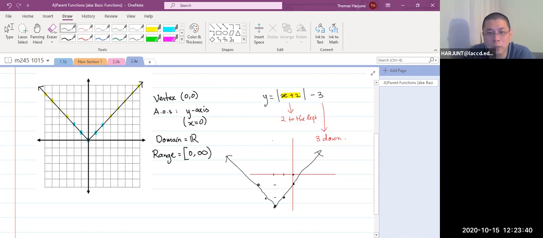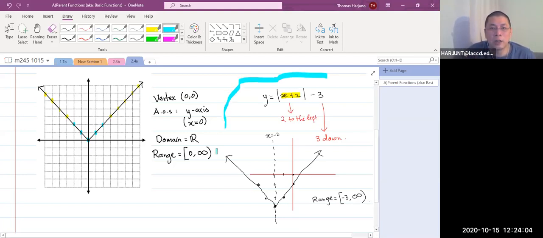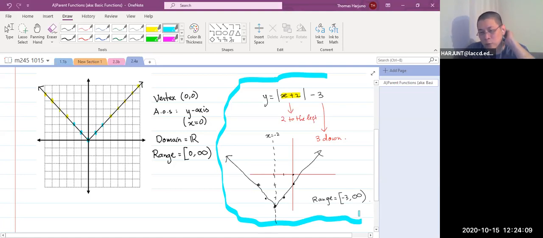From there you see that the axis of symmetry is now x equals negative 2. The domain is still all real numbers, while the range is now, because we moved down 3 units, from negative 3 to infinity. That's a little glimpse of what we will do when we move it up and move it down.